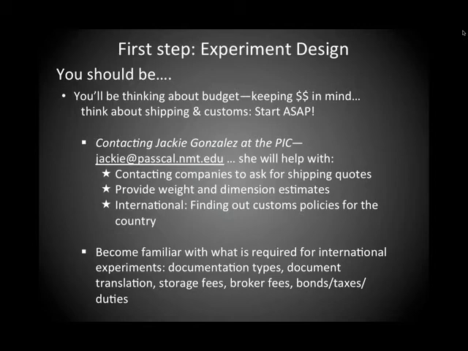Think about what computing resources you'll need. Will you need laptops for the field? Will you need data storage devices? Will you need laptops or computers or software for analyzing data?